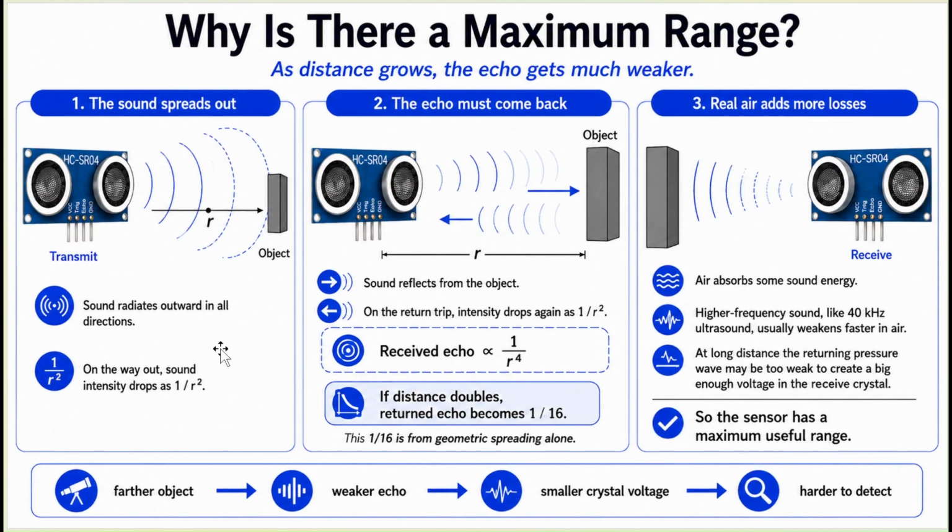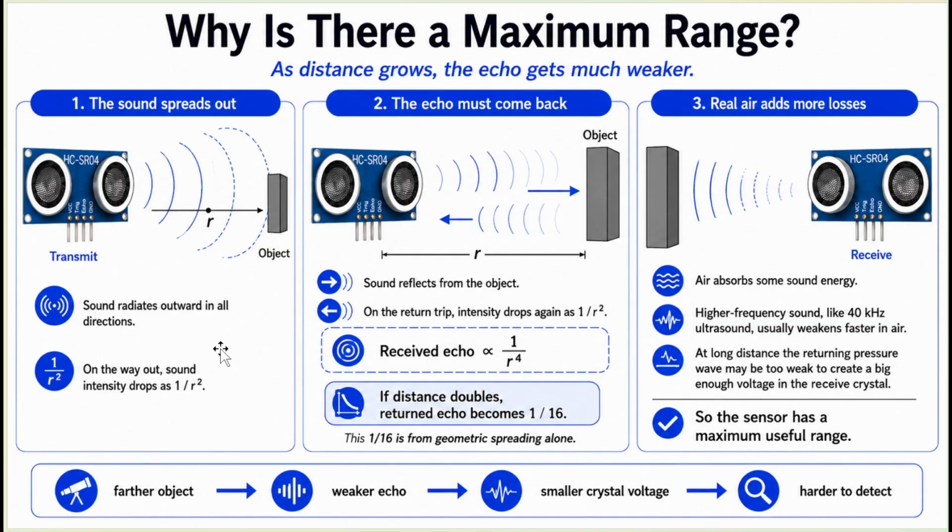Now, why is there a maximum range? Well, I explained this before. We need enough energy to return, to hit the crystal and create the piezoelectric effect. Now, if we double the distance, we only get a 16th of the energy back. We said if we double the radius, we get a quarter, and we're going there and back, so it's a quarter of the quarter, so we get only a 16th. And really, it's even much less than that because a lot of the energy is dissipated in the air.